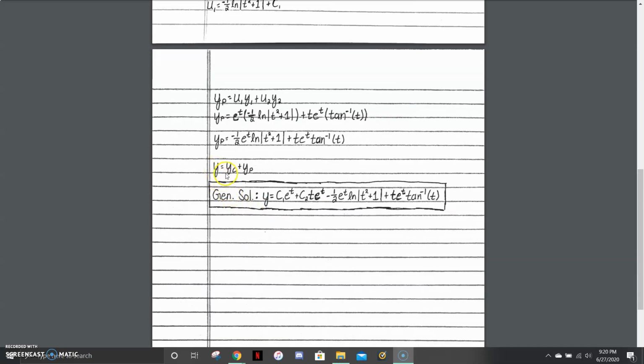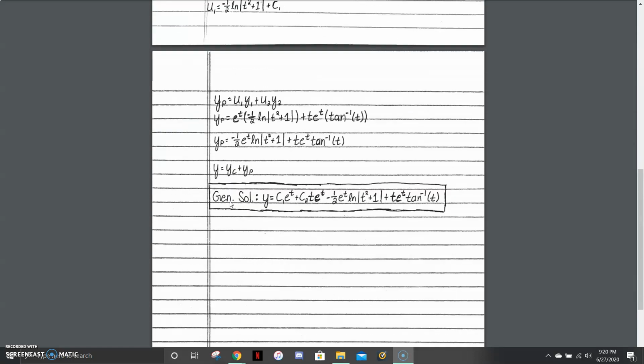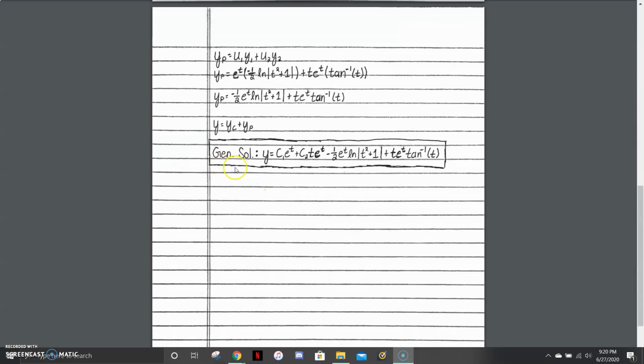So now we have everything we need to solve for the general solution, and the general solution is y equals yc plus y of p. So after plugging in y of c that we got at the very beginning and the y of p that we just solved for, our general solution to this differential equation is y equals c1 times e to the t plus c2 times te to the t minus 1/2 e to the t natural log of t squared plus 1 plus t times e to the t arctan of t.